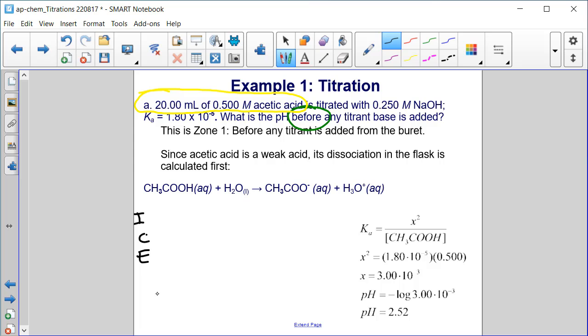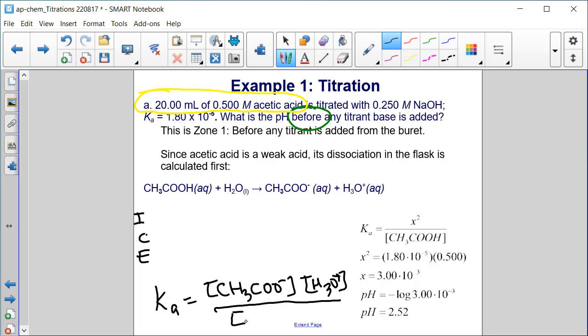so that we can use our calculations over here, keeping in mind that for a weak acid dissociation, we can write a Ka expression: CH3COO minus concentration times H3O plus concentration, so products over the reactant CH3COOH. Okay, so start there. Now, what's the initial concentration of the acid?